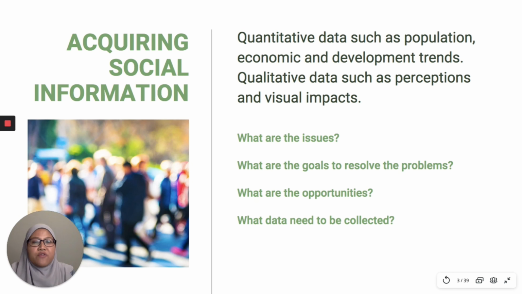In acquiring social information, we may use two types of data, which are quantitative data, such as population, economic and development trends, and also qualitative data, such as perceptions and visual impacts. Some of the questions that we might ask while collecting and analyzing this data are, what are the issues at the site? And then from these issues, we would identify the goals to resolve the problems. We might also look into what the opportunities are, which will then inform the types of data that we need to collect.